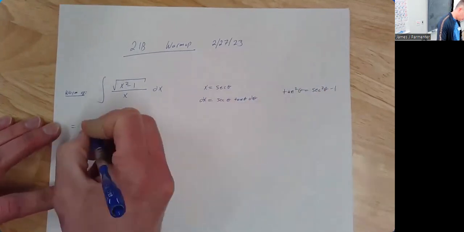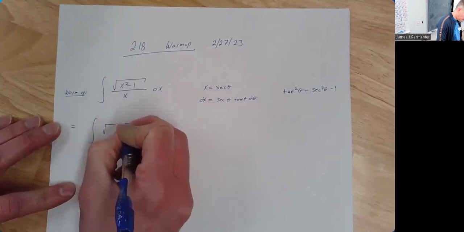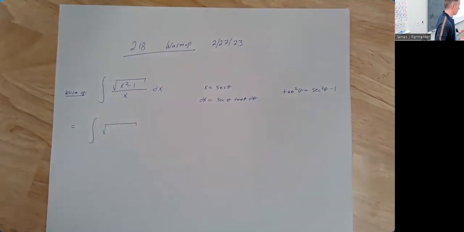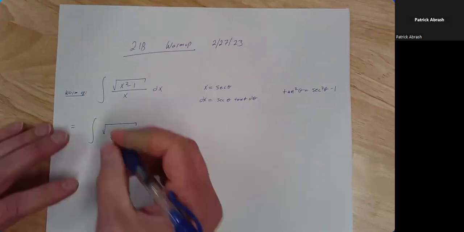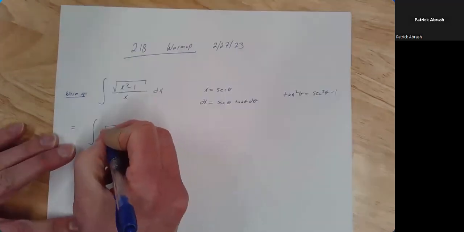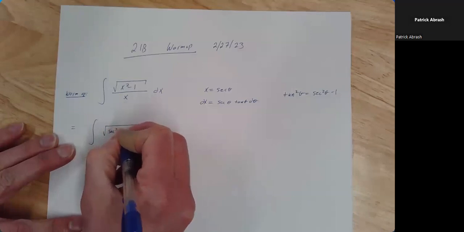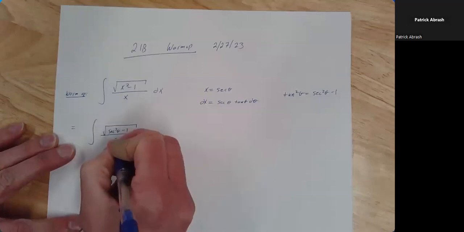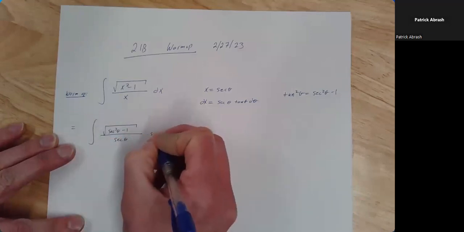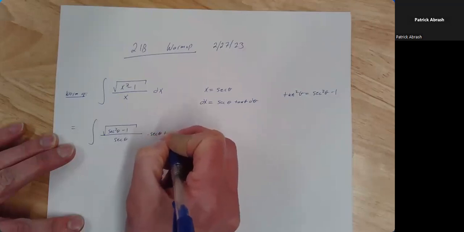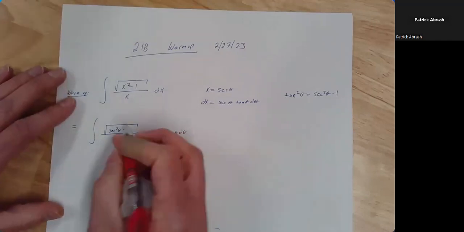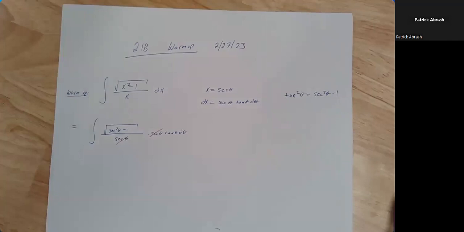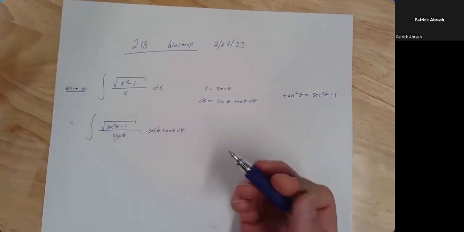So this is going to equal the integral of the square root of, now this is where you can do as much or as little work as you want, as long as it's clear. If I was doing this on a test, I would probably write this first step: it's going to be secant squared theta minus 1 over secant theta times secant theta tangent theta d theta. And I'm going to start canceling things. Cancel the secant. And then depending on your comfort level, secant squared theta minus 1 is tangent squared.